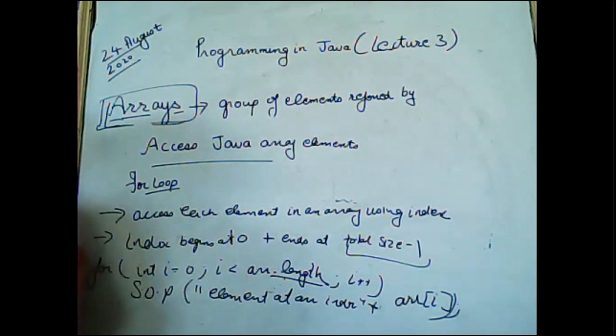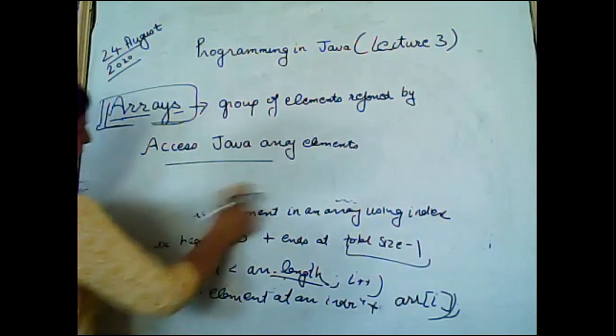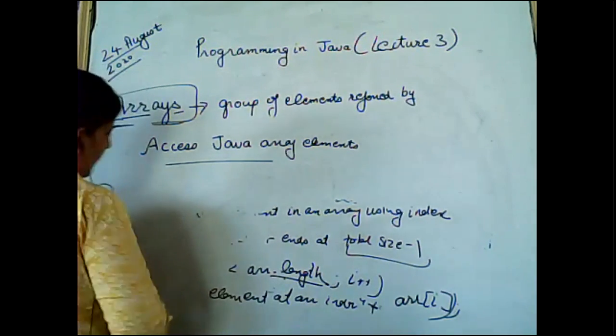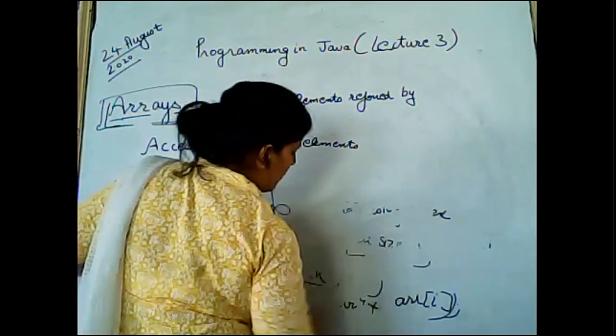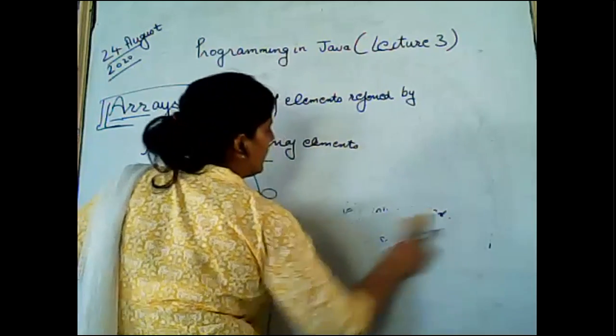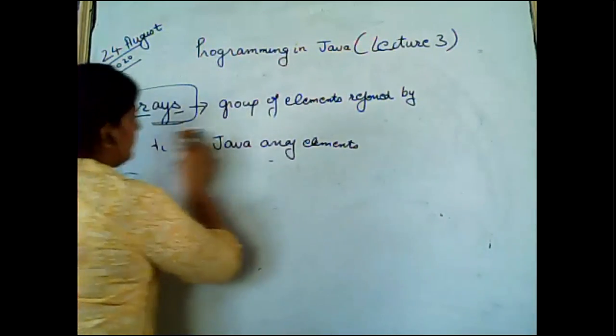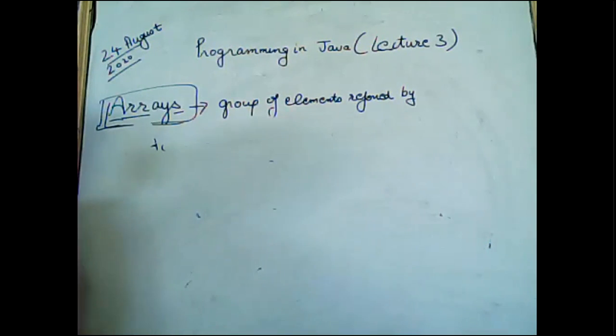Next is how we can declare, instantiate and initialize. All these things are available in my notes also. I'm just discussing first on this blackboard so that all these things come to your mind, and after that I will start implementing the programs on the system also. Is it clear? So till now, what are the different things that we need to remember about arrays in Java? What are the important things?